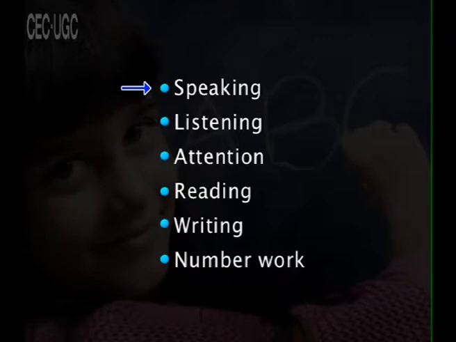So, now we are going to see the diagnostic measures. How do we identify a child who has learning disability? When we talk about reading, writing, spelling and mathematics, we also must realize that this is not in isolation. The learning disability happens in this particular manner. It could be speaking, listening, attention, reading, writing, number work, all these are overlapping with each other.